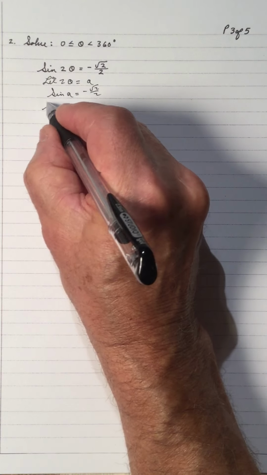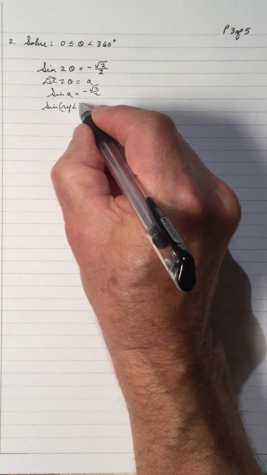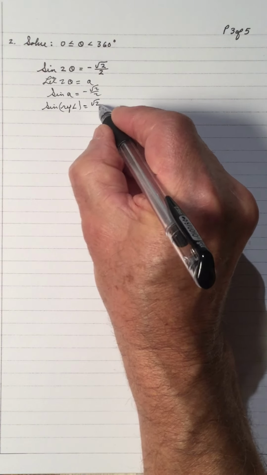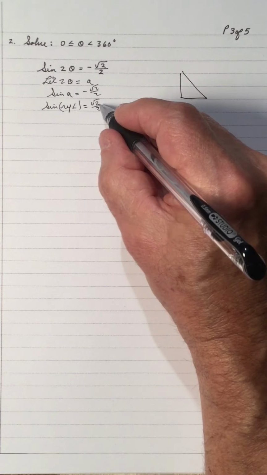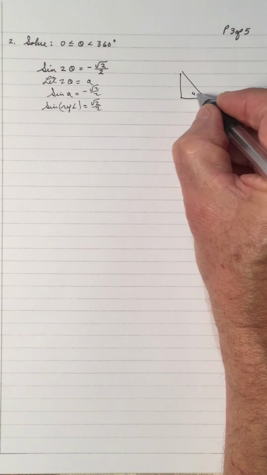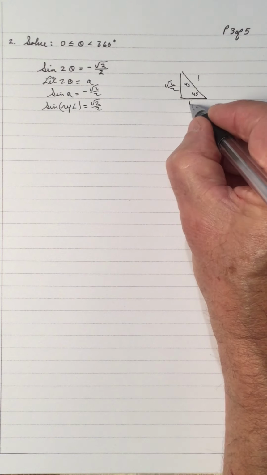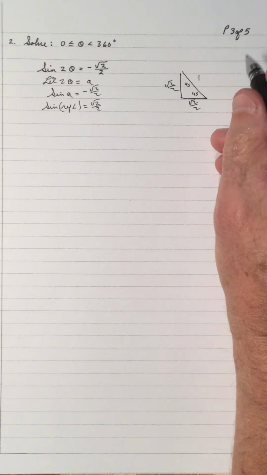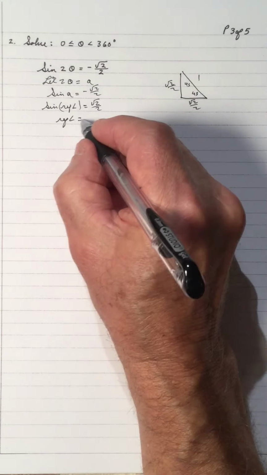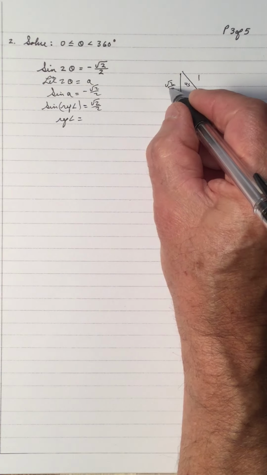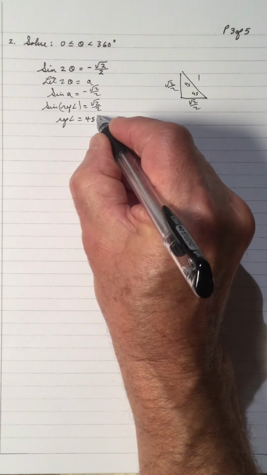This is negative, so we'll find the reference angle by making it positive. We have root 2 over 2, so that's a 45, 1, root 2 over 2, root 2 over 2, special right triangle. So the reference angle is, no matter which one you use, sine is opposite over hypotenuse, cos is adjacent over hypotenuse, you get a reference angle of 45 degrees.